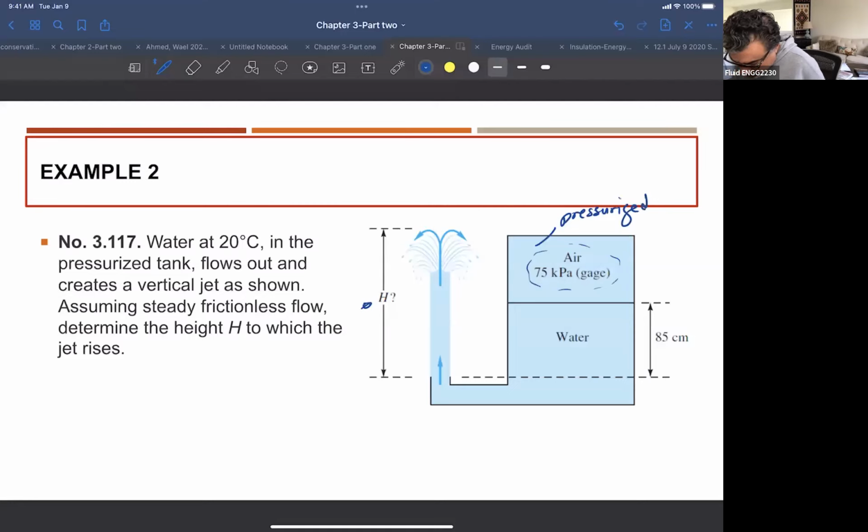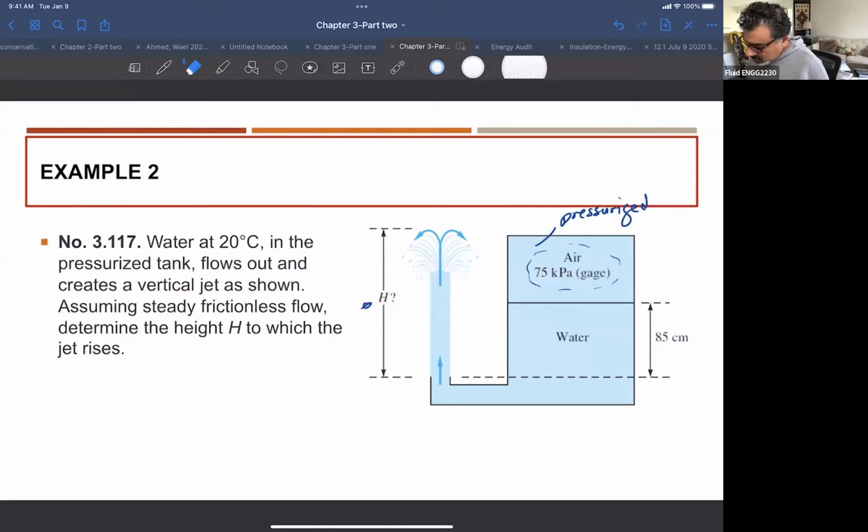Okay. In order to create this vertical jet shown here, assuming a steady frictionless flow, determine the height. So frictionless steady means the Bernoulli equation applies without any friction. So energy 1 and energy 2 will be equal, right? I just need to find 2 points, and I will apply the Bernoulli equation between these 2 points, right?